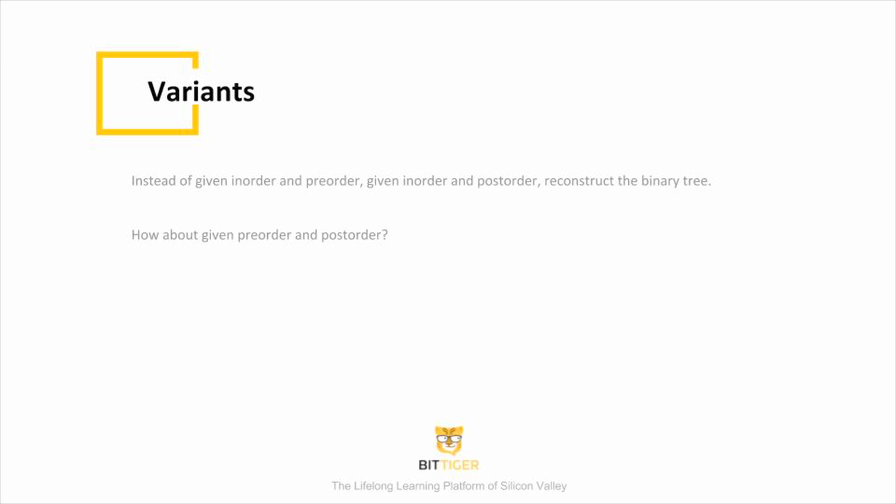You can try out some variants of this problem to see if you fully understand this algorithm. Instead of given in-order and pre-order, given in-order and post-order, try to reconstruct the binary tree. How about given pre-order and post-order traversal sequence?